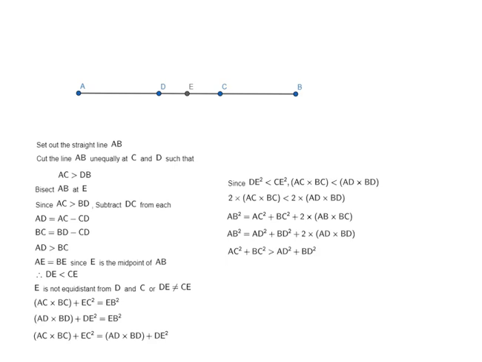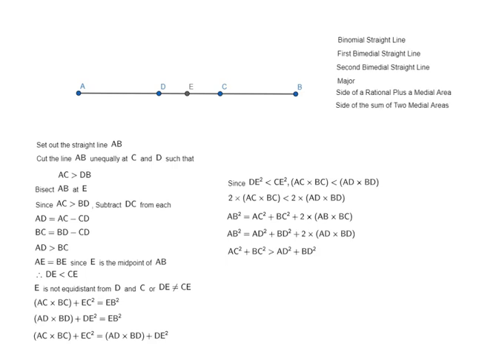And what are the different types of magnitudes that we are talking of? Remember, we have looked at binomial straight line, first bimedial straight line, second bimedial straight line, major, side of a rational plus a medial area, and side of the sum of two medial areas. These are the magnitudes we have seen.